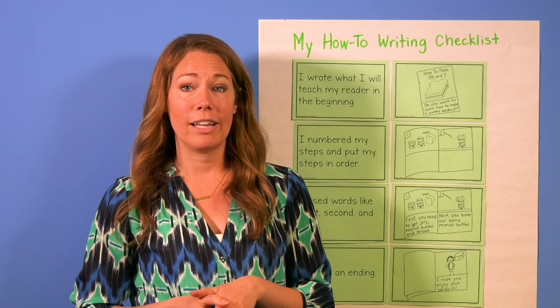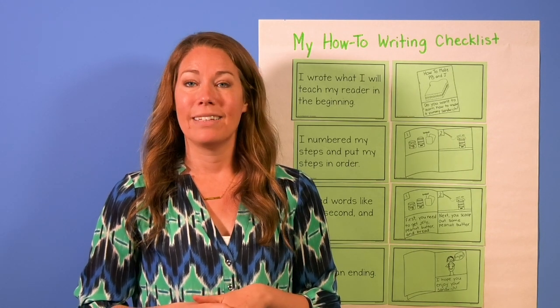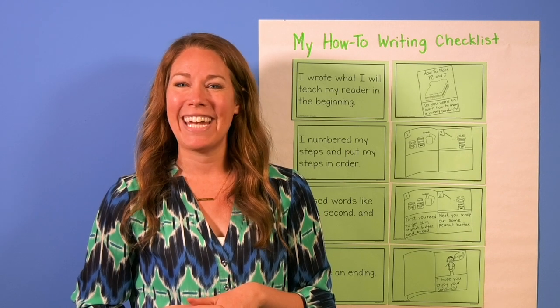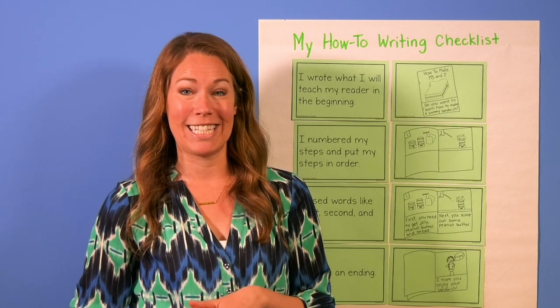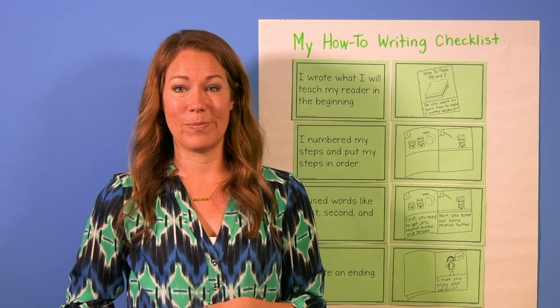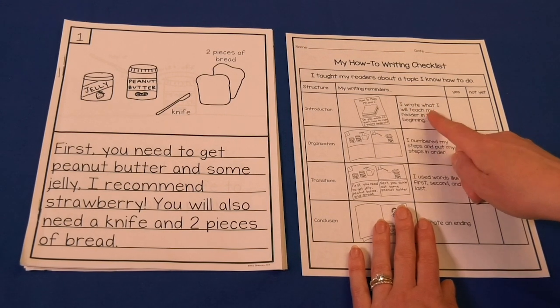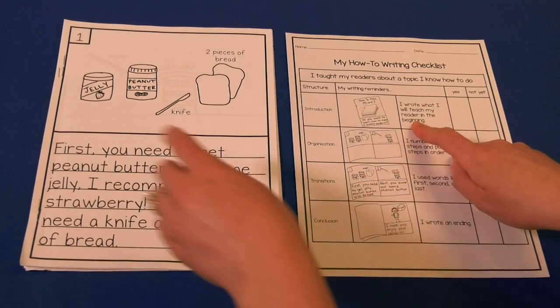I have a smaller checklist that I can put right next to my writing and look at as I read my writing. Let's take a look at my peanut butter and jelly book again as we go through the smaller checklist. It's the exact same thing that's on this big checklist. Okay, first I'm going to see if I wrote what I will teach my reader in the beginning.